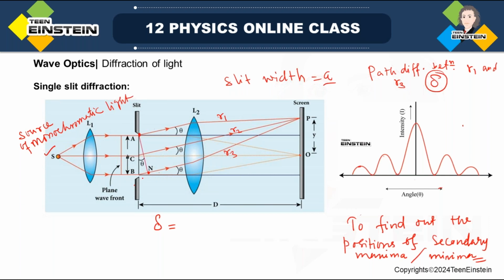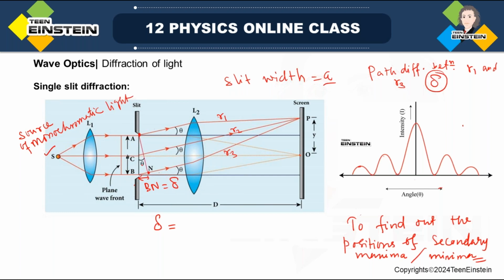But then what is the difference? This BN is the difference. So BN is the path difference, delta. But what is BN? We have to calculate BN in terms of the screen to slit distance, capital D, or lambda, the light used, or the slit width. In terms of these, we have to find out this delta.